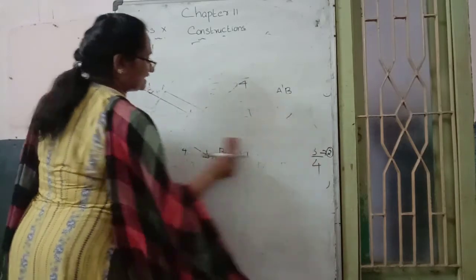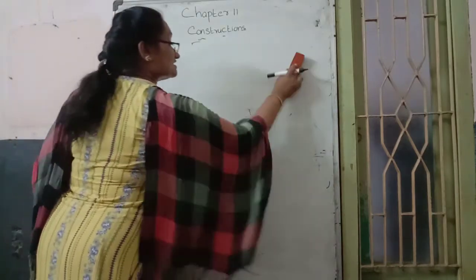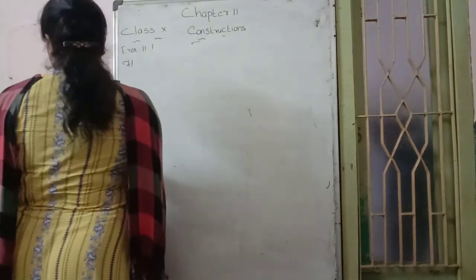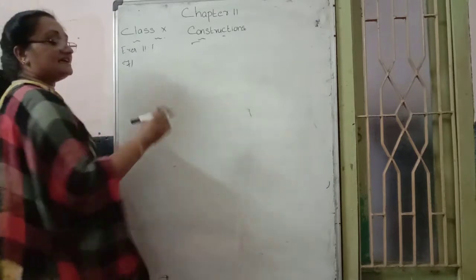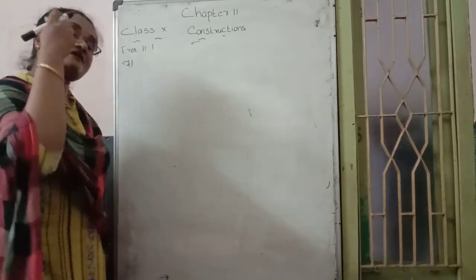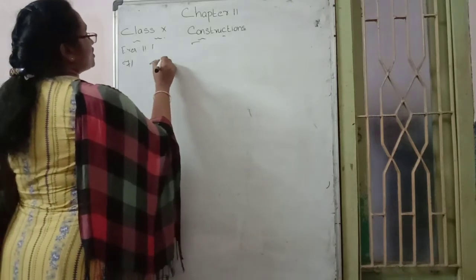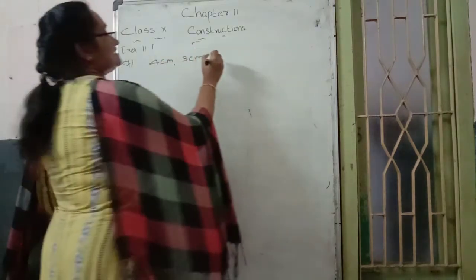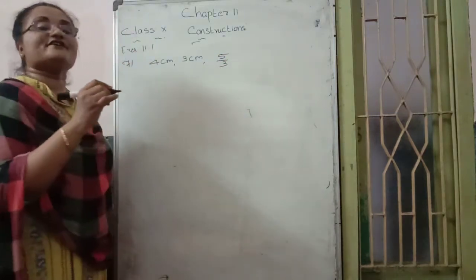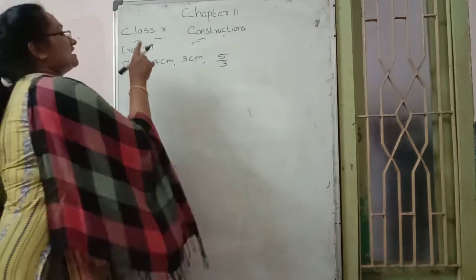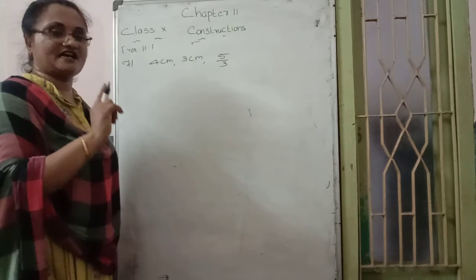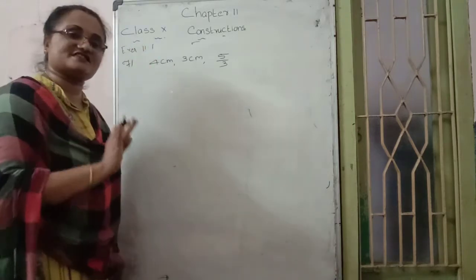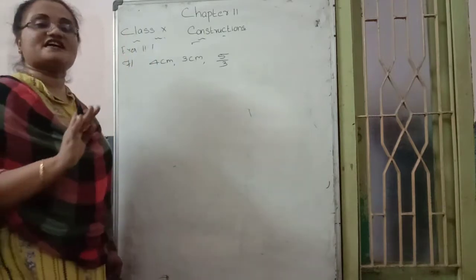The 7th question is also the same. Construct a triangle. Which triangle? They say it is a right angle triangle construction. In a right angle triangle, except the hypotenuse, the remaining sides' values are given: 4 cm and 3 cm. Then the similar triangle's side is 5 by 3 times the corresponding side of the original triangle. In this way they have given a right triangle construction asking for the hypotenuse side, but the longest side value is not given. The remaining two sides are 4 cm and 3 cm, and the scale factor is given as 5 by 3.